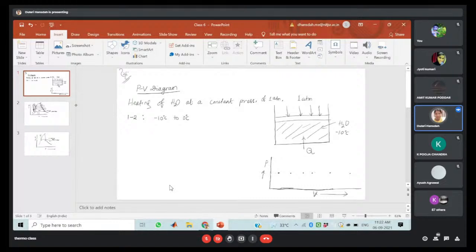We will plot that. Next, let us consider the 2 to 3 process. When the temperature of the solid ice reaches 0 degrees Celsius and we are giving heat input, what will happen? Ice will melt into liquid water. That is one phase change process. The solid ice will convert into liquid water at the constant temperature of 0 degrees Celsius and constant atmospheric pressure. Got my point? The melting process will start from point 2 and end at point 3. At point 3, the condition of the pure substance will be liquid.